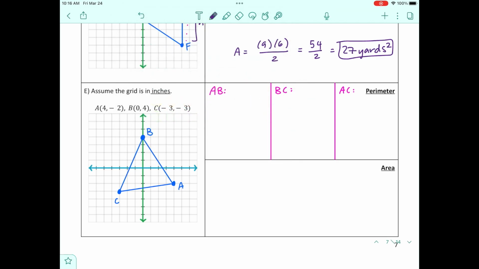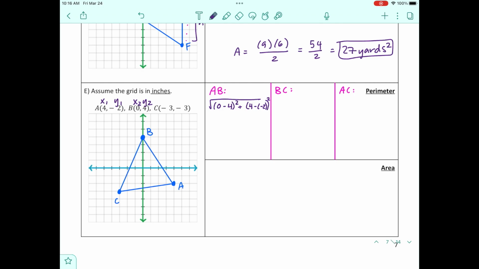Now, I think I'll do this with color coding. So when I find AB, I'm going to use X1, Y1, X2, Y2. Again, when we find different side lengths, we will have to adjust where X1, Y1, X2, Y2 ends up. But for that first one, I'm going to do it in the purple color. So I have the square root of 0 minus 4 quantity squared plus 4 minus negative 2 quantity squared.